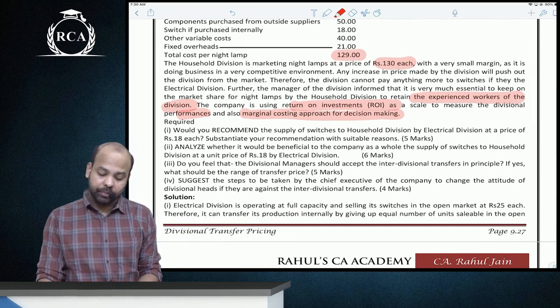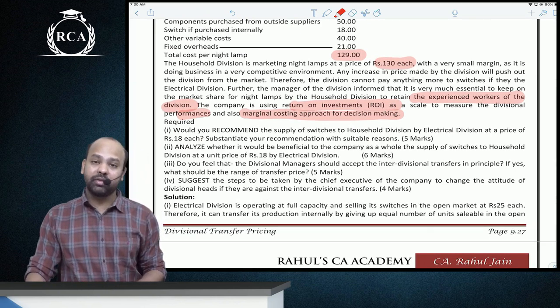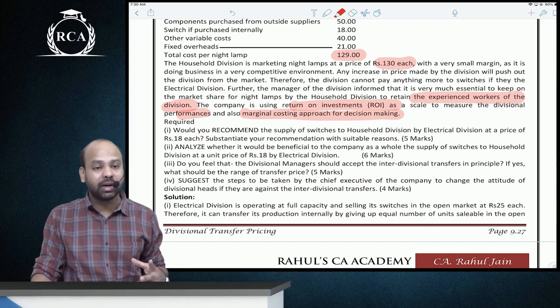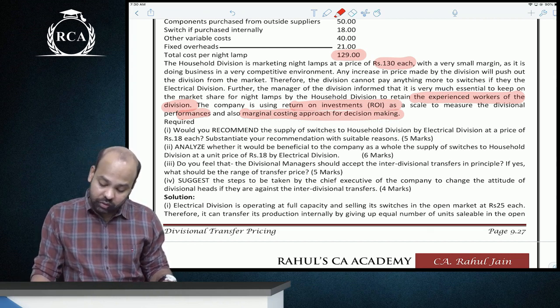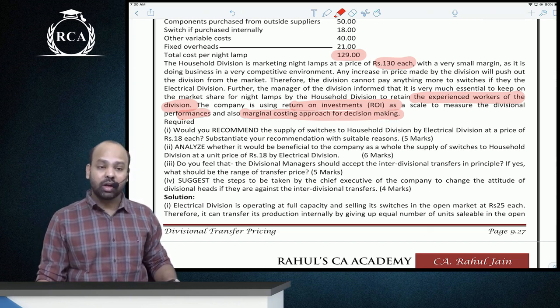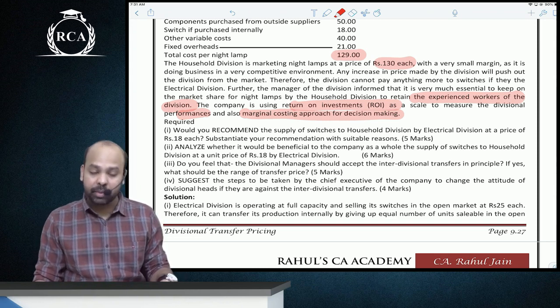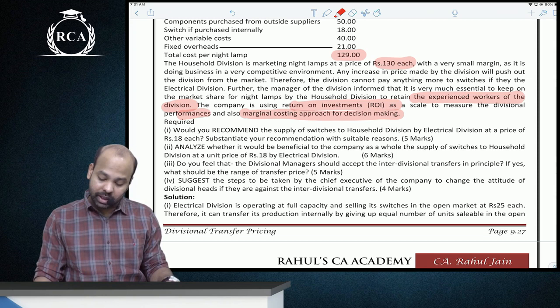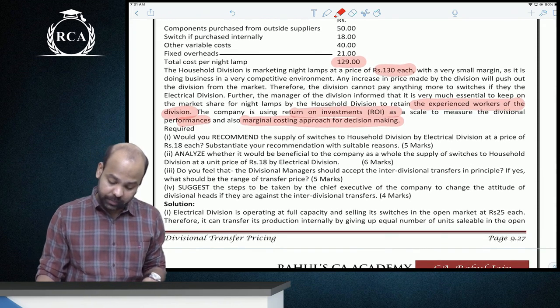Would you recommend? The marginal costing approach for decision making is also better, so please do not consider fixed costs, they're all common costs, you should not be taking that into consideration. Would you recommend the supply of switches to household divisions by electrical divisions at a price of 18 rupees each? Substantiate your recommendation with suitable reasons, 5 marks. Analyze whether it would be beneficial for the company as a whole to supply the switches to household division at a unit price of 18 rupees by electrical division.